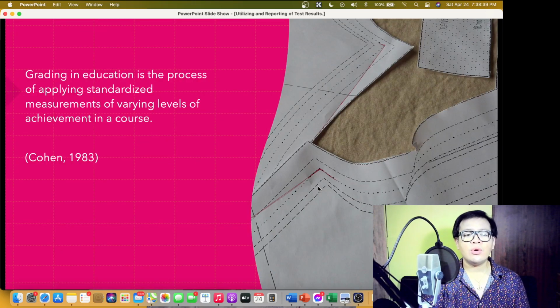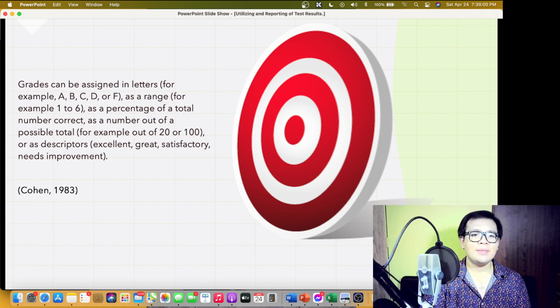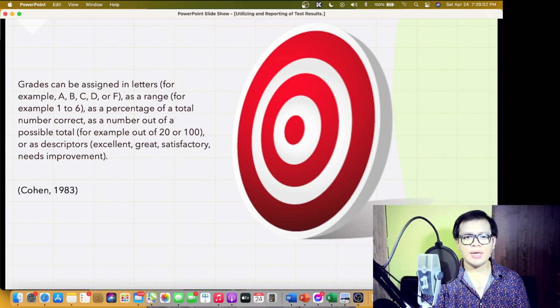So, according to Cohen of 1983, grading in education is a process of applying standardized measurement of varying levels of achievement in a course. Cohen of 1983 also emphasized that grades can be assigned in letters, for example A, B, C, D, E, or F, as a range, for example 1 to 6, as a percentage of the total number which is correct out of a possible total, say for example out of 20 or out of 100, or as descriptors: excellent, great, satisfactory, and needs improvement.